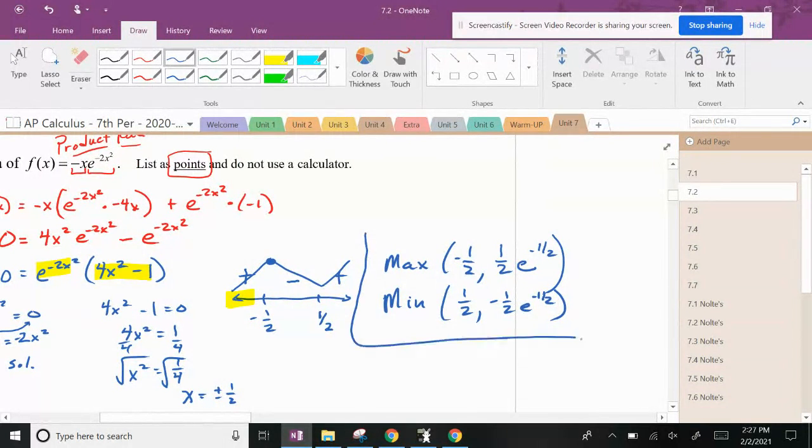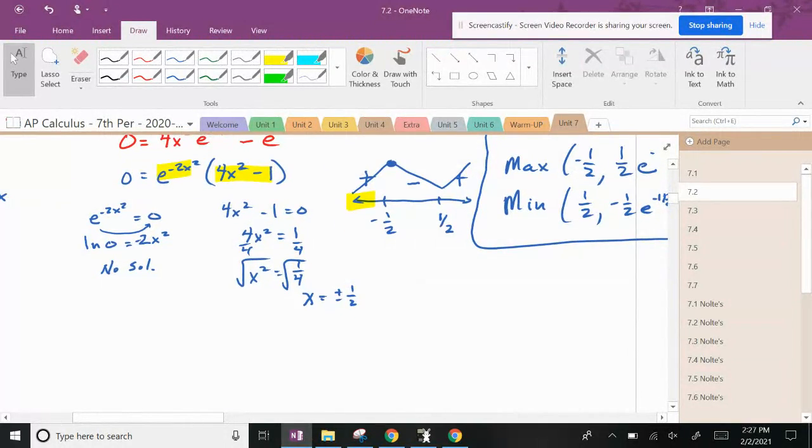Okay, how do we do with that one? Loving exponents so far?